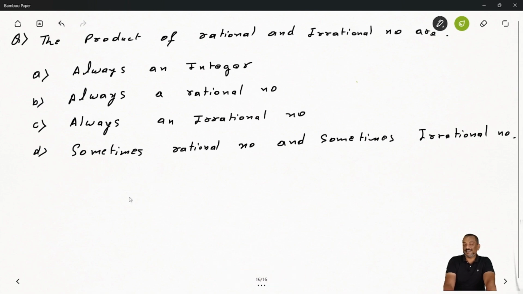Before leaving, I will give you a hint. Take a rational number: we have 7, which is a rational number. And for an irrational number we can take root 2. So you have to see what their product will be and what the correct answer is. Hope you understand this one.